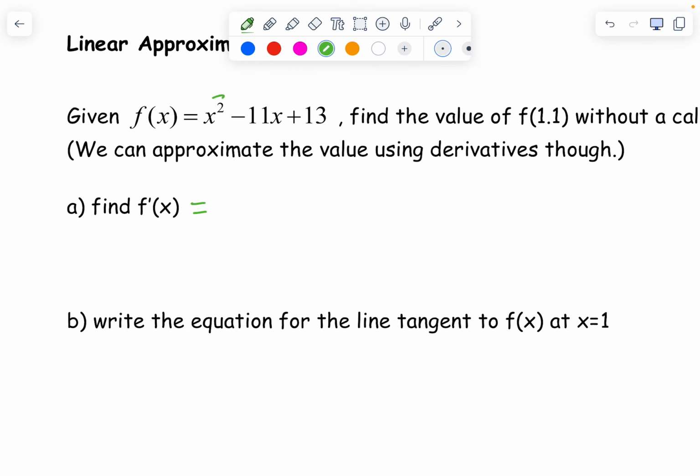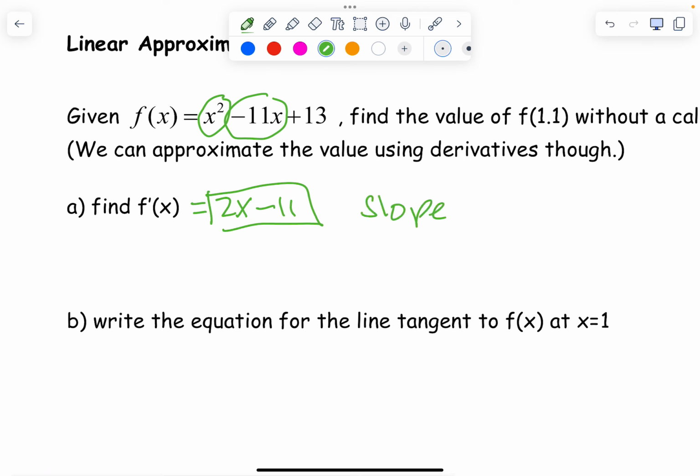So what is the derivative of x squared? 2x. What is the derivative of negative 11x? Minus 11. I'm going to box this and say this is my slope function. You could say this is my rate of change. It is my differentiation, and so on. Okay, part B, Kylene, let's read.